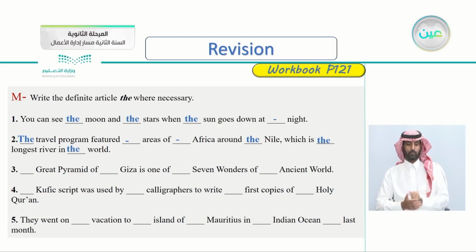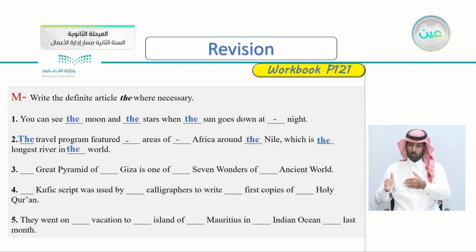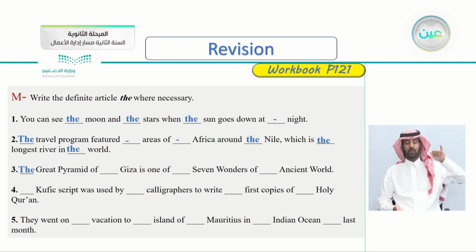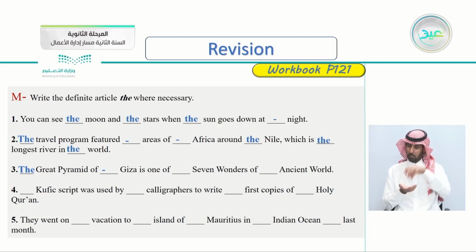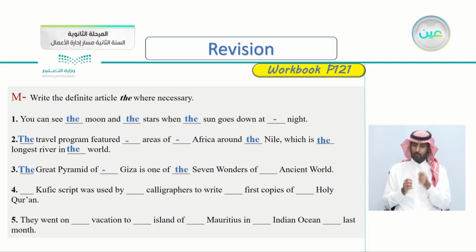Excellent. Number 3, Great Pyramid of Giza. So let's take it from the beginning. Number 3, yes, the Great Pyramid of, do we say the Giza or yes? The Great Pyramid of Giza is one of the 7 wonders. Yes, it's well known. So it's the 7 wonders of the ancient world. Yes, the ancient world. Excellent.